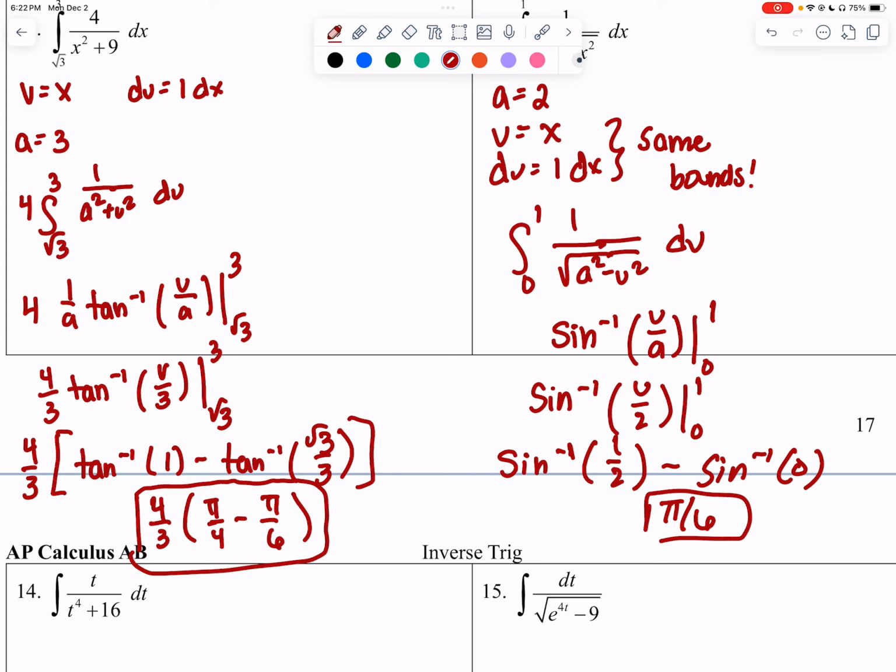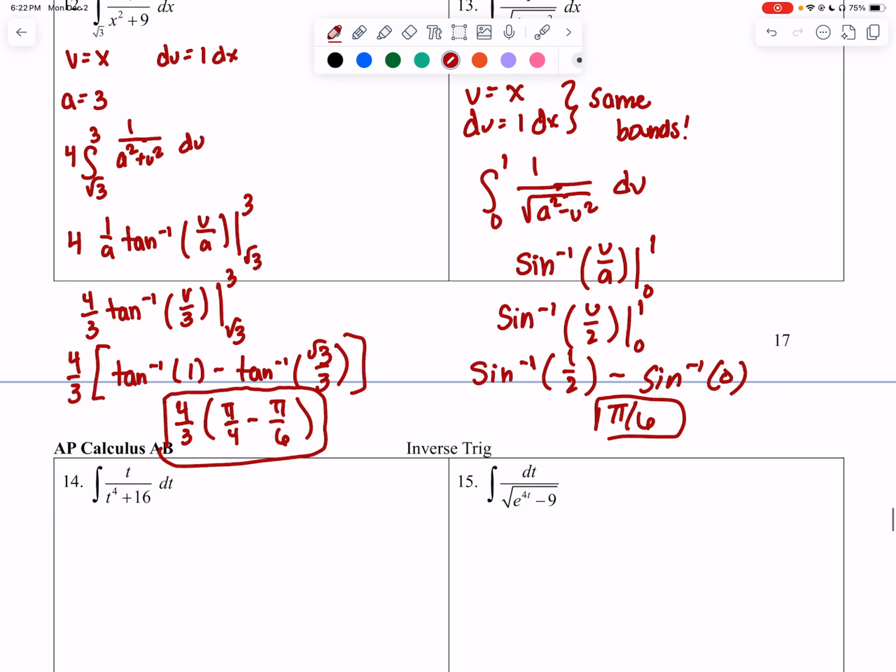Alright, in the next video we are going to quickly talk about completing the square. So we'll need that for the next couple examples.